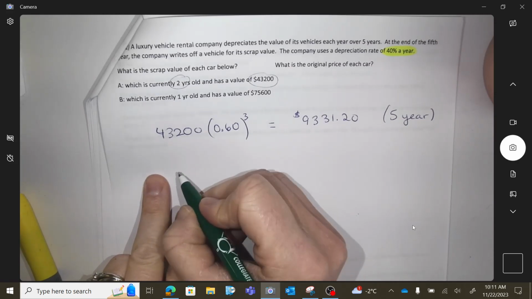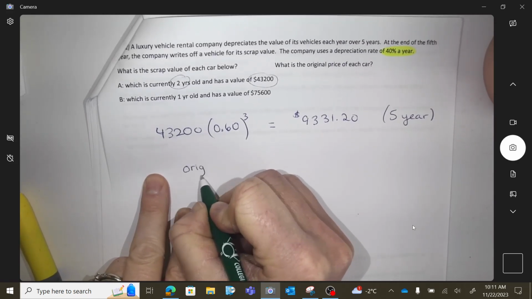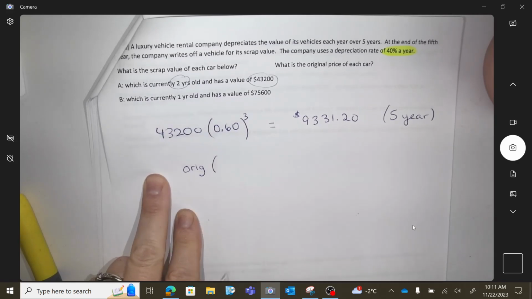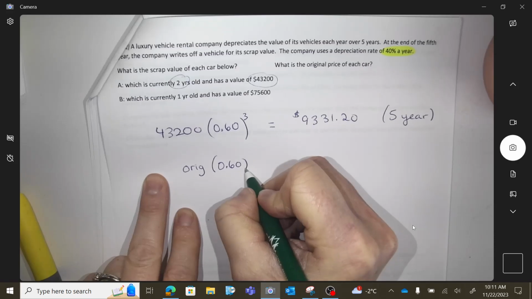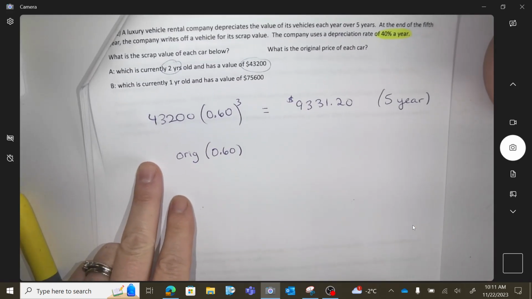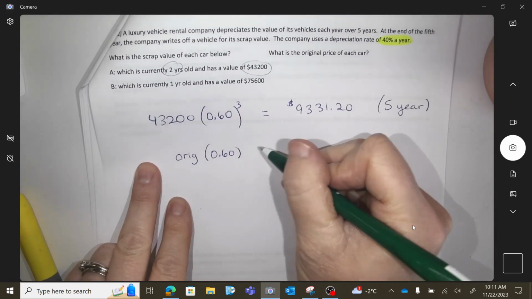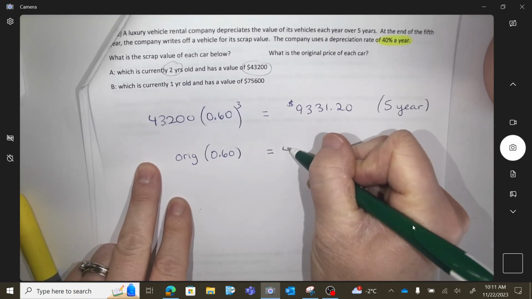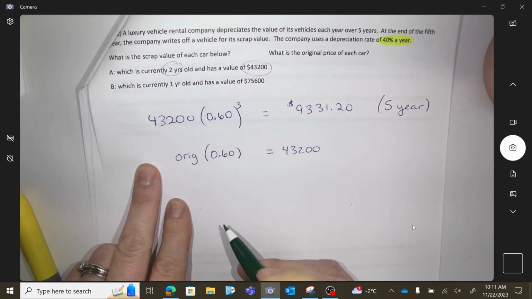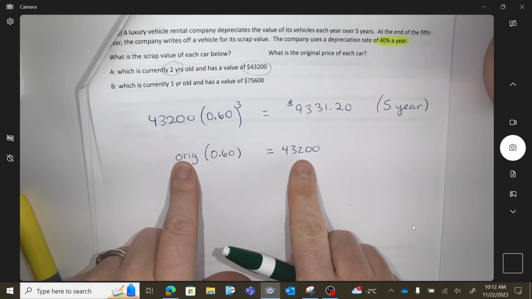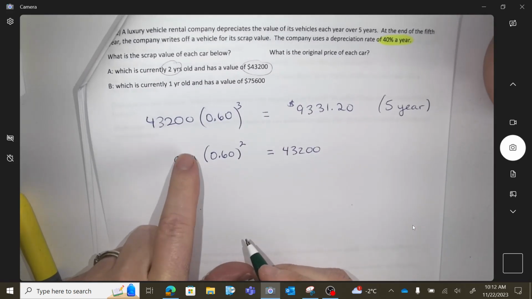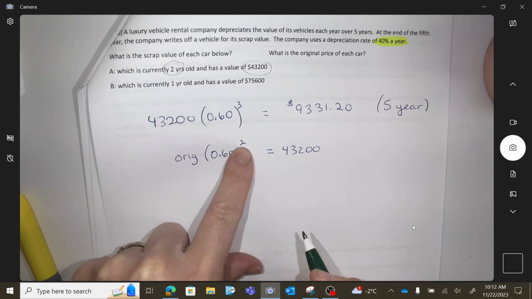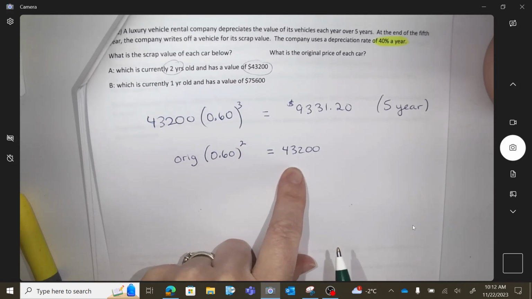Okay, so here's what we're going to do. We're going to take the original, which we don't know, and it's depreciating this much per year. How many years did it take? And then it ended up at that. So from the original to that, what span of time would have gone by? 2 years. Does that make sense? Whatever we started with as original, depreciated for 2 years, and then it ended up like that.